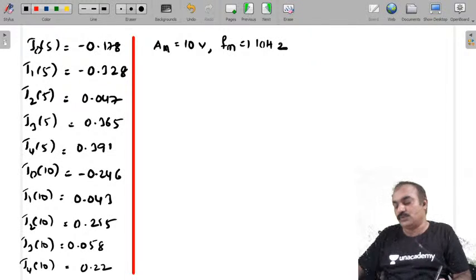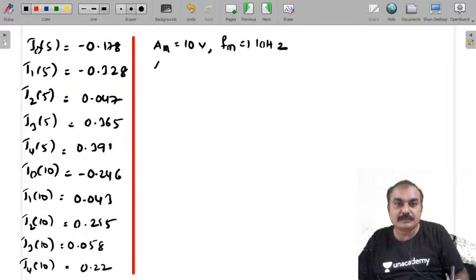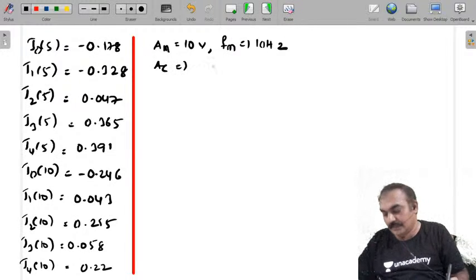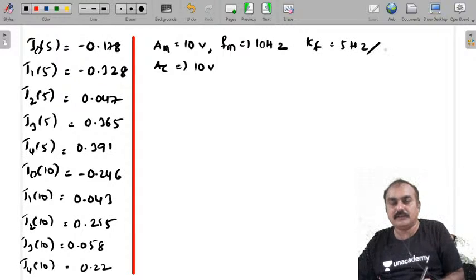Heads up, my dear students. Similarly, he has given the AC value, how much? S of t is equal to, again this is also 10 volts only. Now he has given the KF value, how much? KF equal to 5 Hz per volt. Now first find out beta.